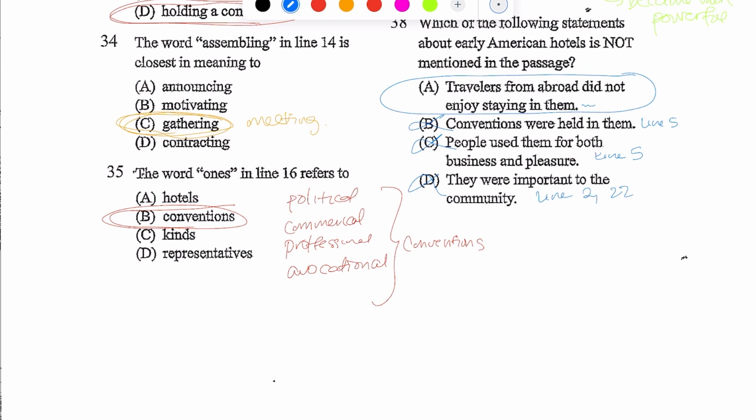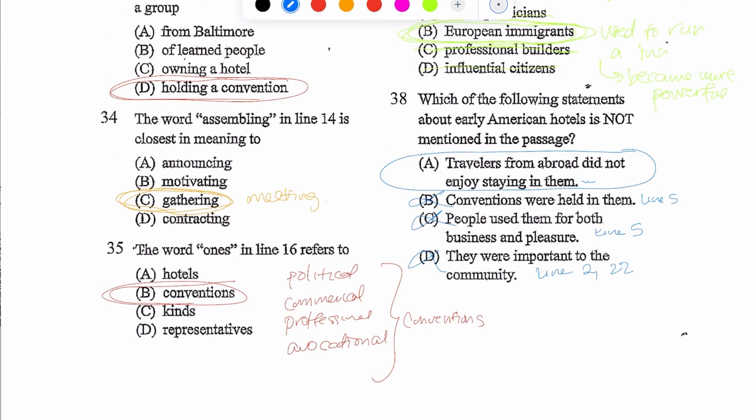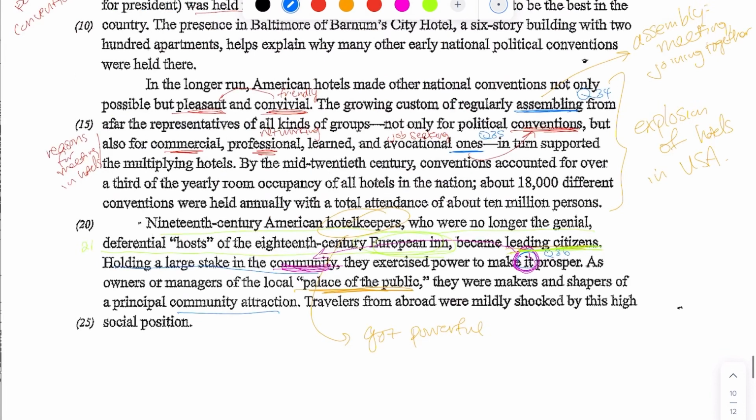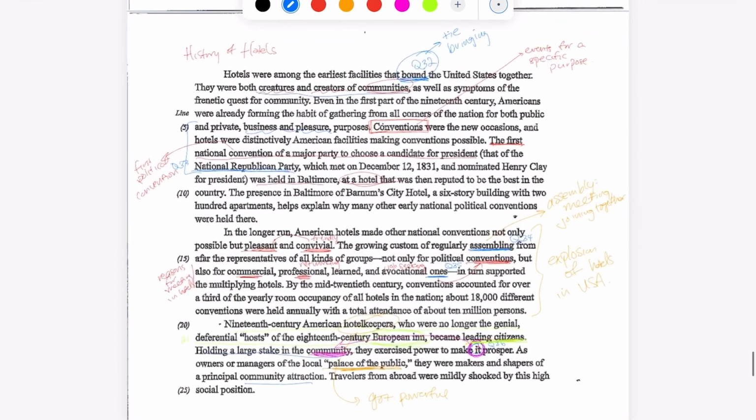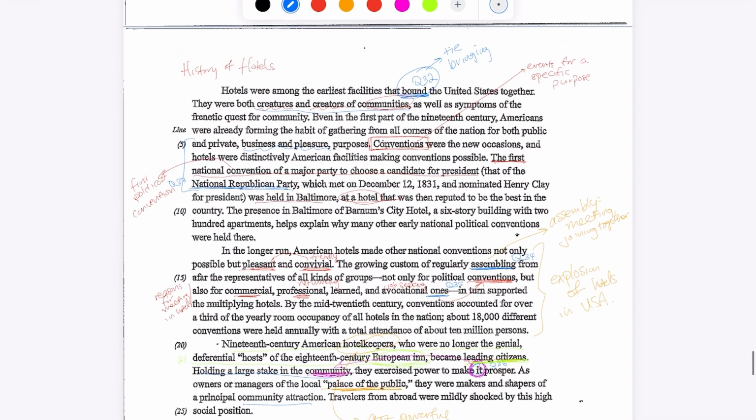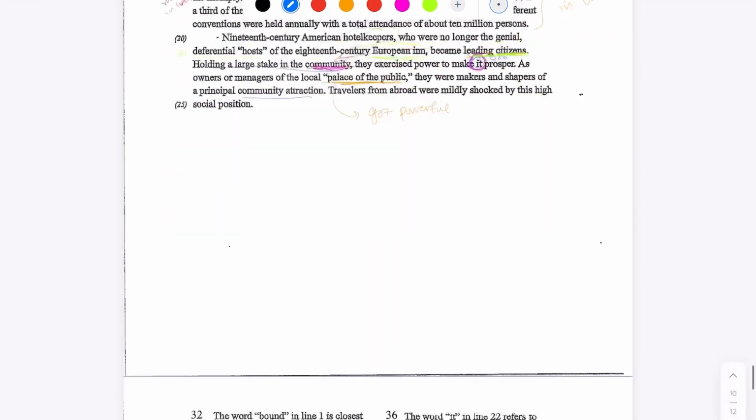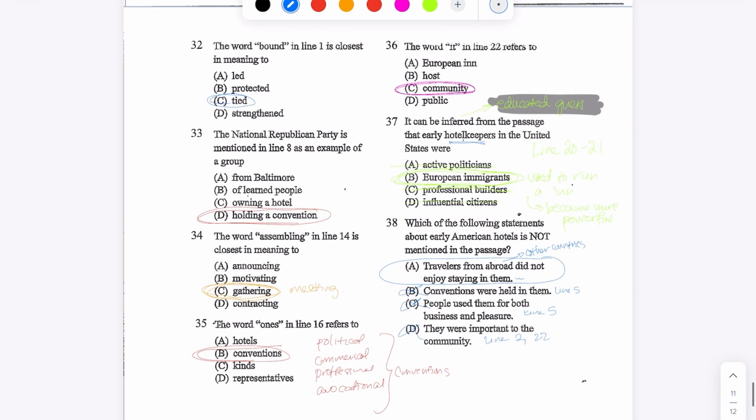We don't have anything to indicate that travelers from abroad, from other countries, didn't enjoy staying in them. They probably did. They were just surprised at the power that these hotel keepers had, because they used to be this European immigrant, and then all of a sudden they got a lot of power. They rose up in the ranks. All right, and here's a summary of the annotations and a summary for the questions.